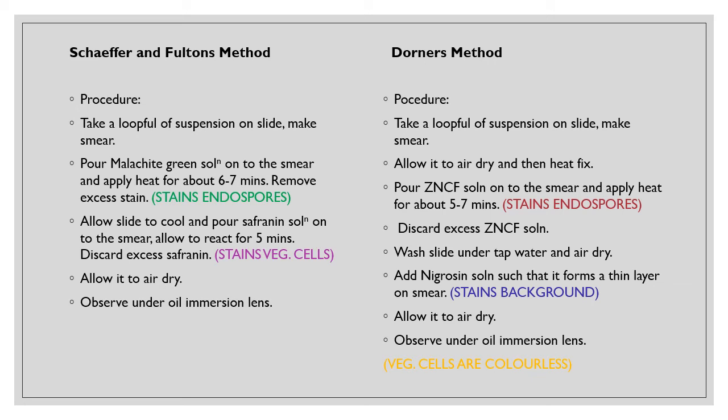Okay, so now let's move towards Dorner's method. So the procedure is like you take a loopful of suspension on a slide, you make a smear. Okay, now allow your smear to air dry. Okay, and then heat fix it. Now pour the ZnCF solution onto the smear and apply heat for about 5 to 7 minutes. Okay, so even here we are using heat as accentuator.